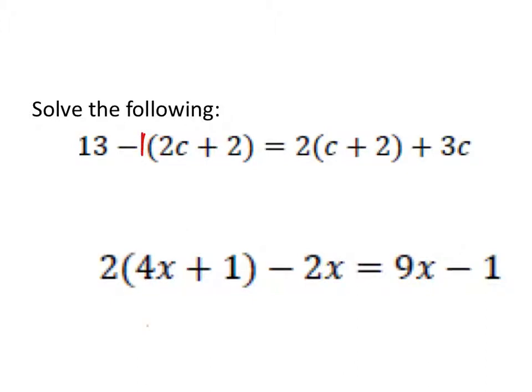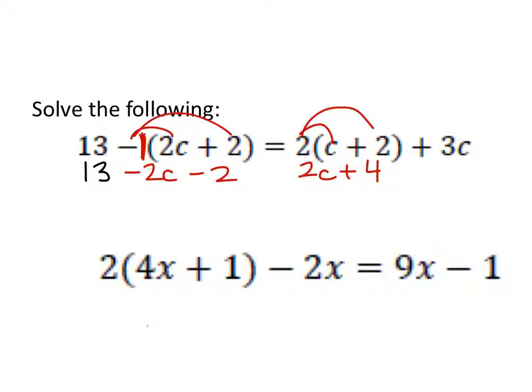Right there I see that's a negative 1, and it's a phantom one that I put right there. I'm going to distribute that into the parentheses. So negative 1 times 2c would be negative 2c, and negative 1 times positive 2 would be negative 2 right there. Then we'll distribute this 2 into the parentheses also. So that would be 2c, and then 2 times 2 is positive 4 right there. So we've got 13 minus 2c minus 2 equals 2c plus 4 plus 3c.